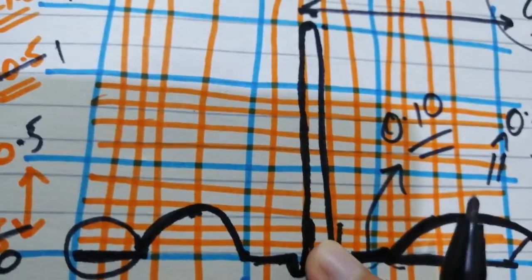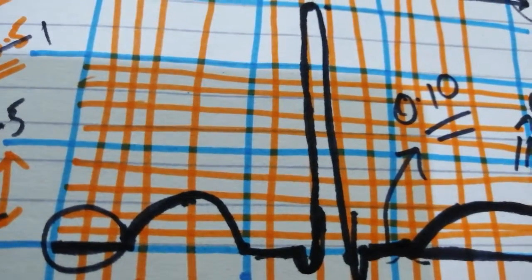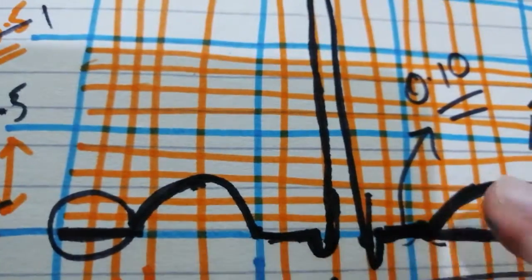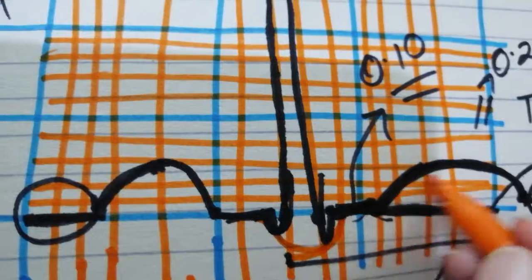Now atrial repolarization, why is it not shown? It's because it happens at the same time as when ventricular depolarization is happening, and because the curve is smaller, its activity is largely obscured. Additionally, it is negative, as you would expect it to be.